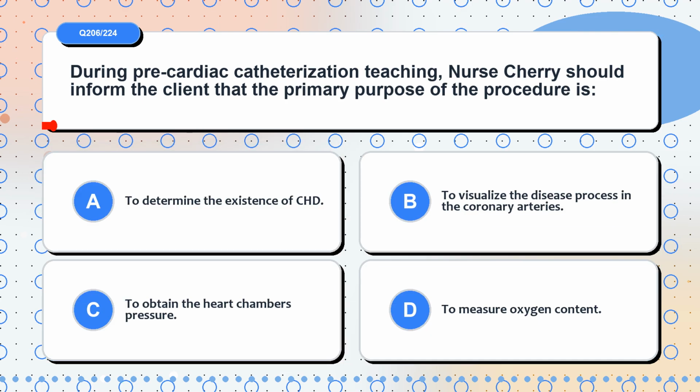Question 206. During pre-cardiac catheterization teaching, Nurse Cherry should inform the client that the primary purpose of the procedure is. Here are the options. Option A. To determine the existence of CHD. Option B. To visualize the disease process in the coronary arteries. Option C. To obtain the heart chamber's pressure. Option D. To measure oxygen content.